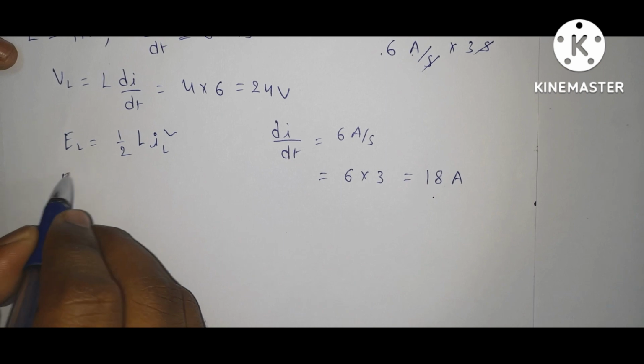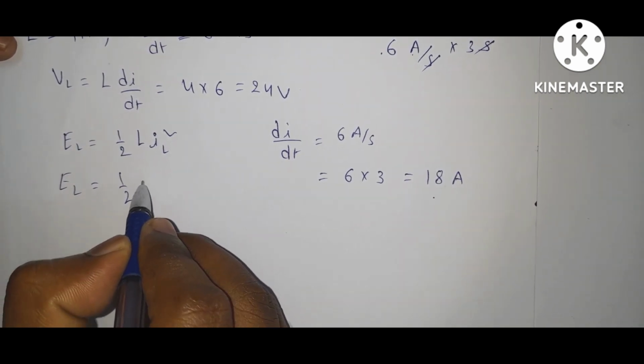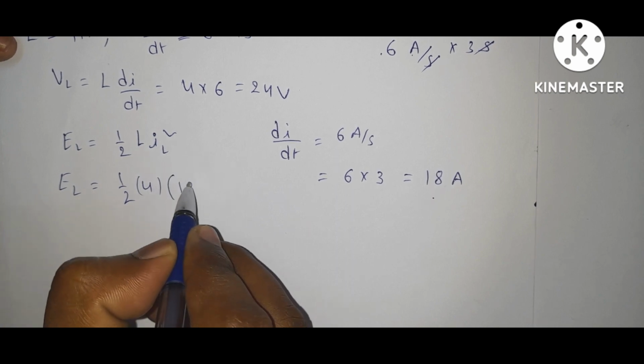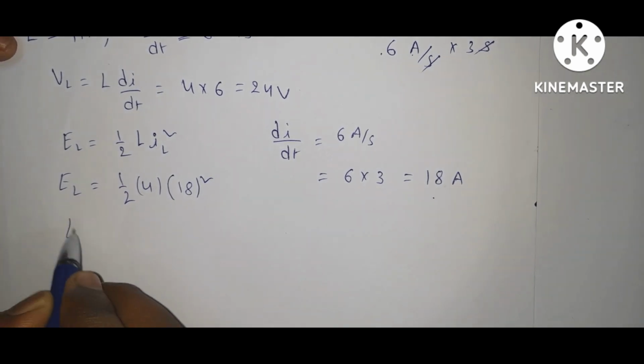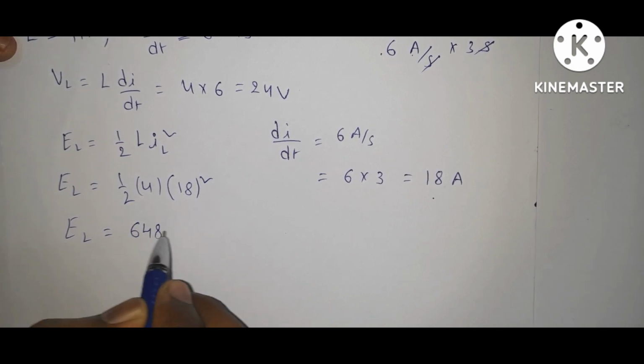So what is EL? Half, what is the inductance value? 4, into 18 whole square. If you solve this, you will get 648 joules.